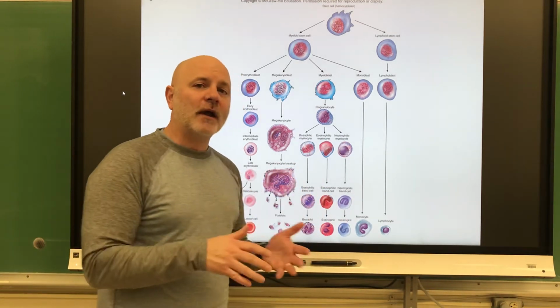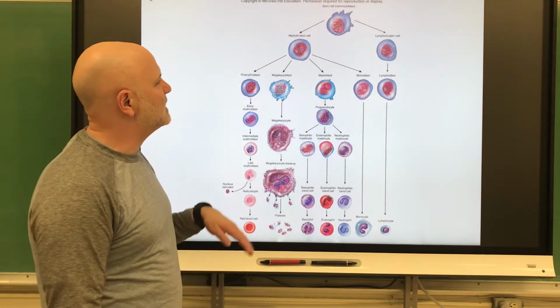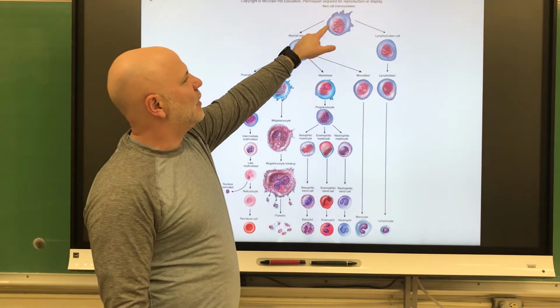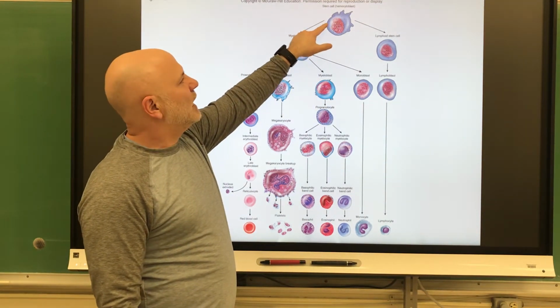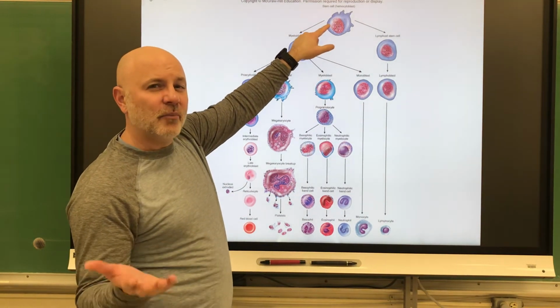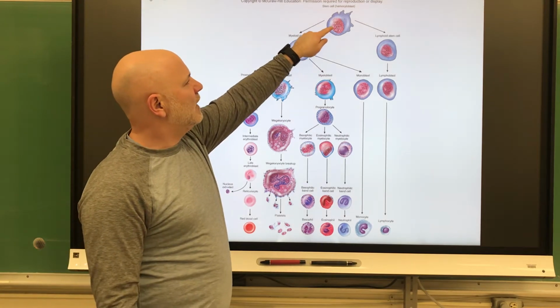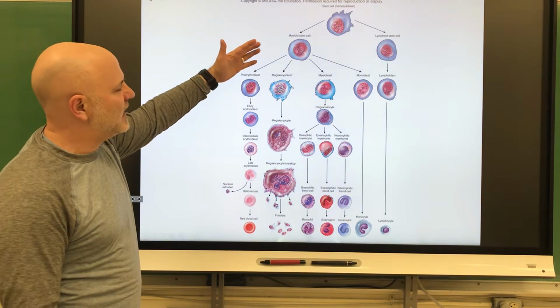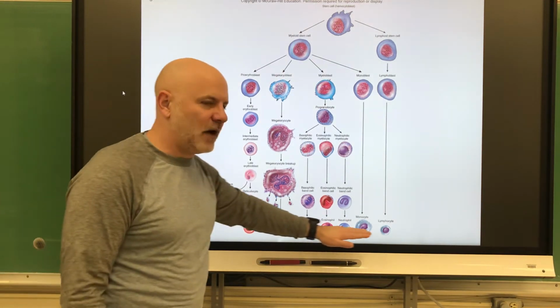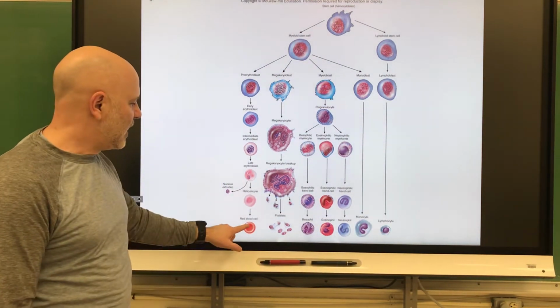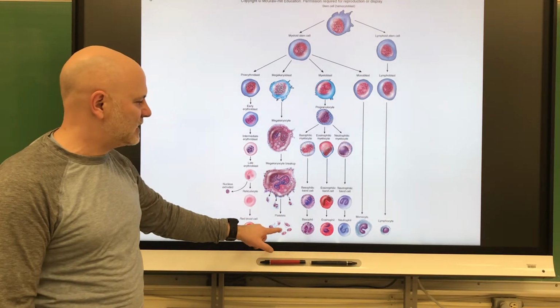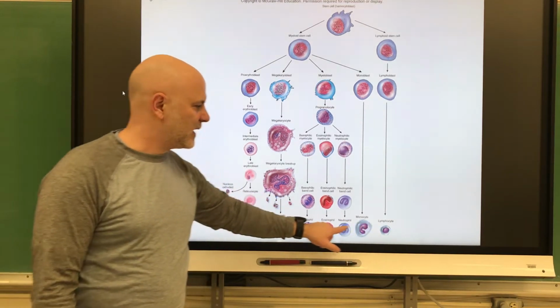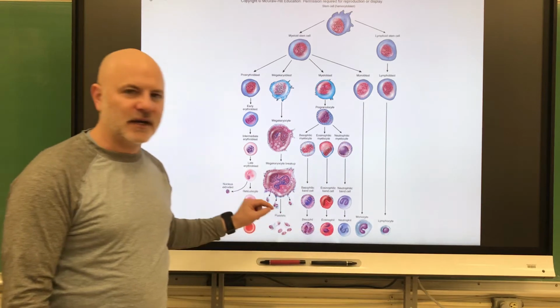Now, when we look at regular hemopoiesis, we start off with these cells called hemocytoblasts. A hemocytoblast is typically called a bone marrow cell. All right? And these hemocytoblasts are our blood stem cells, and they can make any of the blood cells that we have. They can make red blood cells, they can make platelets, and they can also make the different kinds of white blood cells, and that's what these guys are.